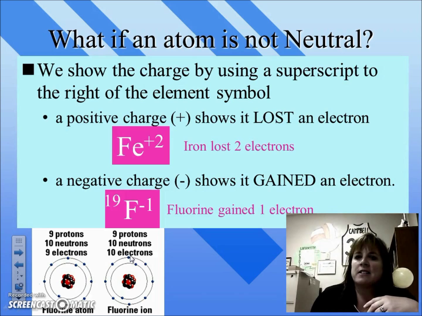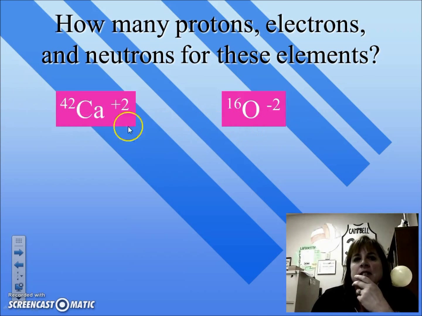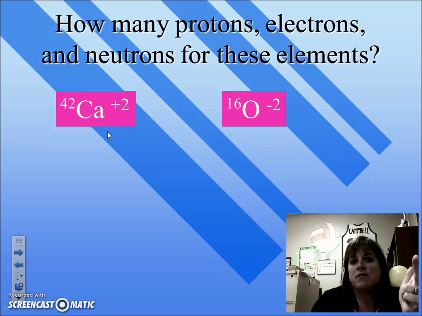All right, let's try some practice. I have 2 elements here. I want you to be able to name the element and tell me the number of protons, electrons, and neutrons. Pause the video.